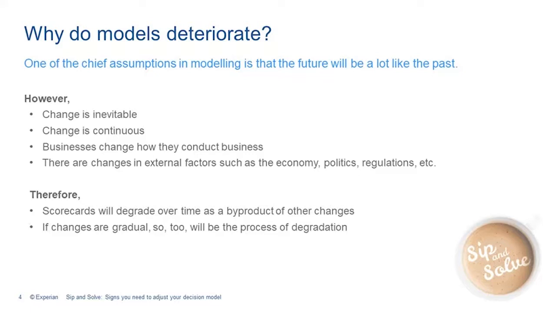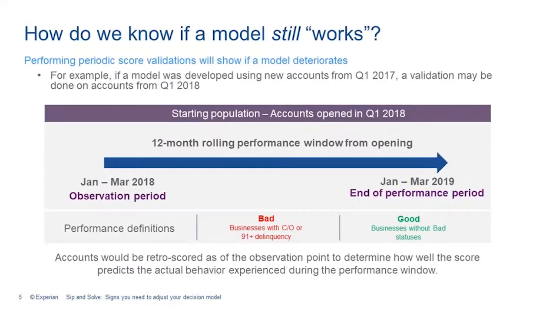So if we go on to slide 5, this is how we assess if a model is still working. So we know the metrics that we use to look at if a model is working, predicting what you want it to predict, but how do we know if it's still working? And so what we do here at Experian is we perform periodic reviews and do score validation.